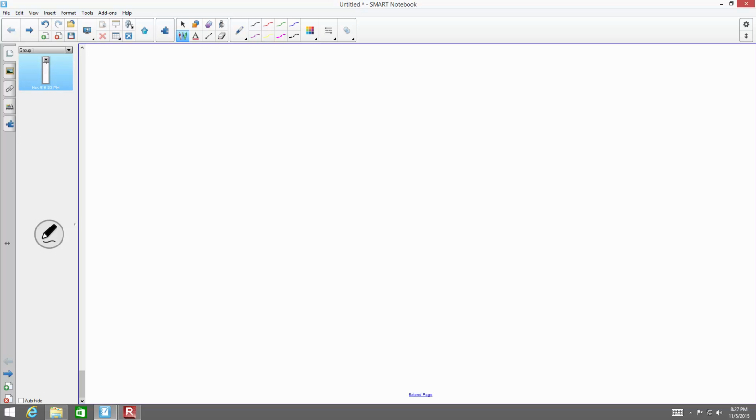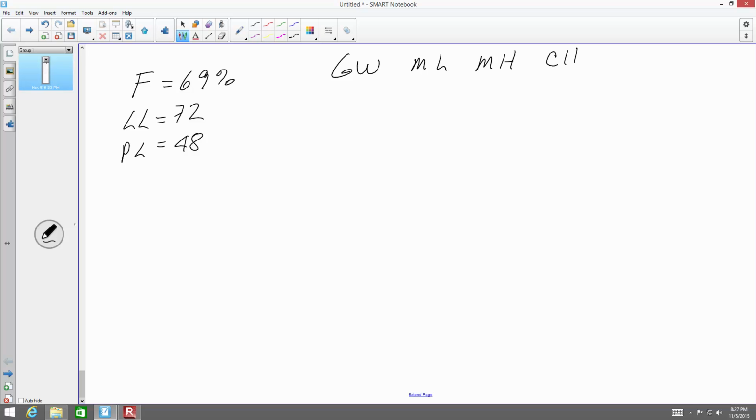Soil has the following characteristics. Fines equals 69%. Liquid limit equals 72. Plastic limit equals 48. Using the unified soil classification system, what is this soil classification? GW, ML, MH, CH. Which one of those can you cross off in a third of a second? GW. It's not a well-graded gravel, right?